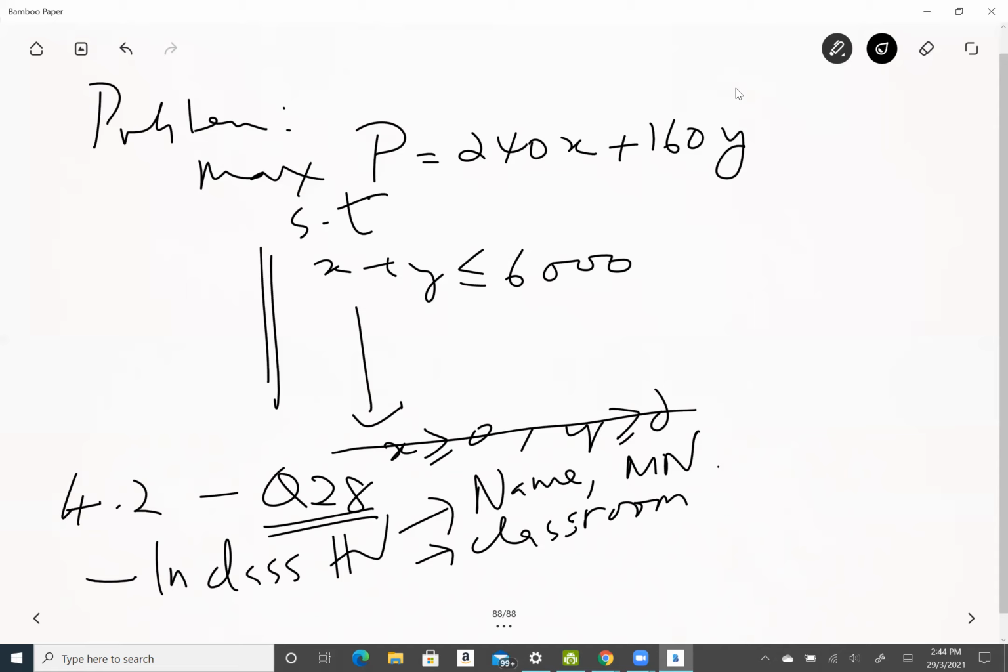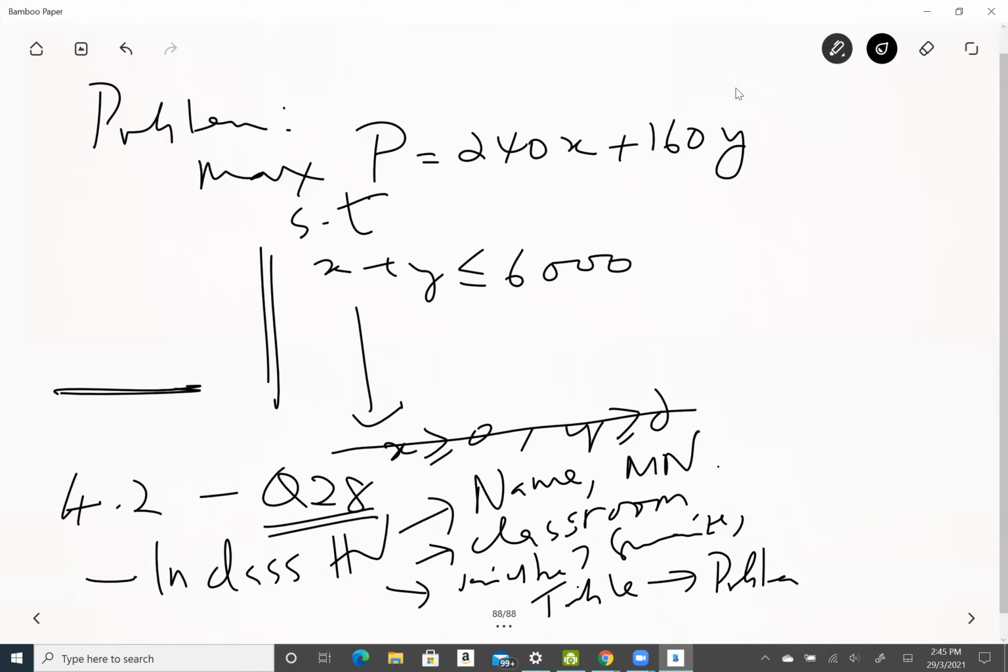What I want you to do is go to question number 28. I want you only to do the first part, not the solving of the problem, just to come up with the problem. So I want you to get the variables, summarize the information, and then table the information. After that, the problem. So basically I want you to do up to here, from the beginning, for question number 28.